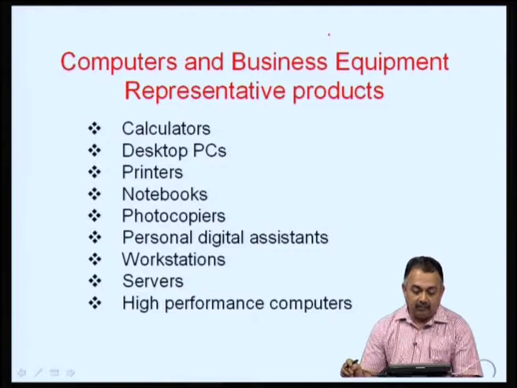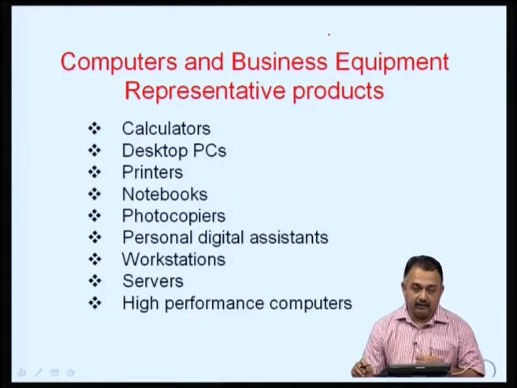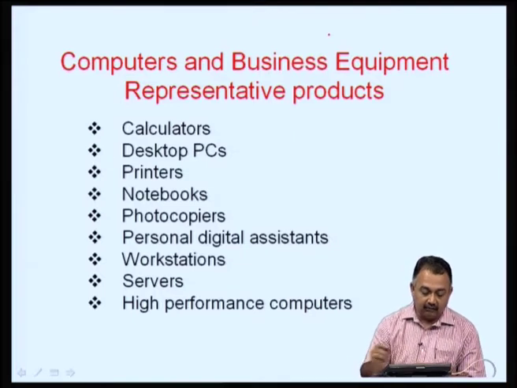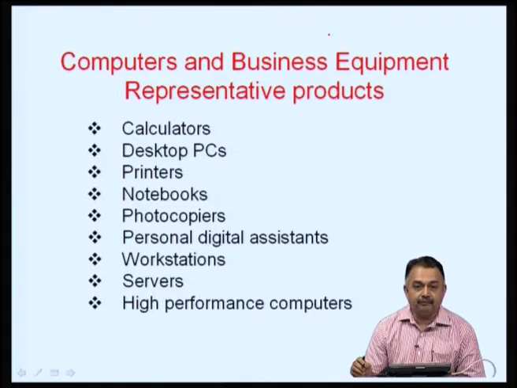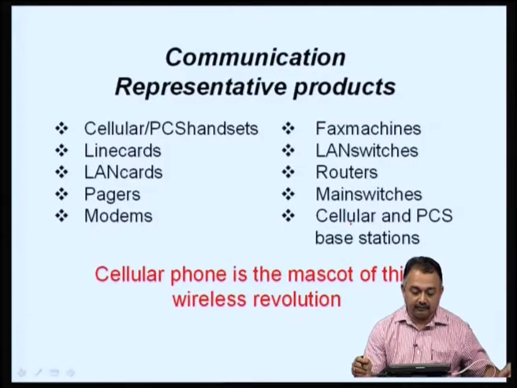So, we will look at it one by one, all of these sectors. If you look at computers and business equipment, the representative products are calculators, desktop PCs, printers, notebooks, photocopiers, PDAs, workstations, servers, and high performance computers. Some of the products are very common, used in virtually every office and home, and very essential products.